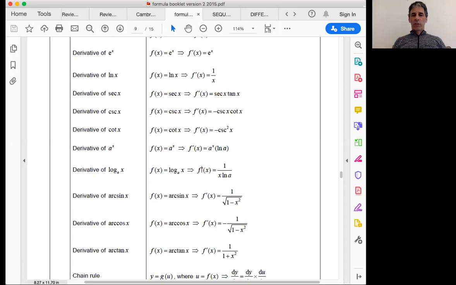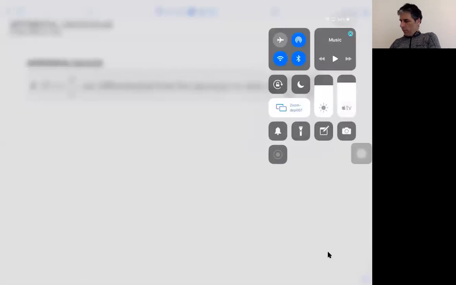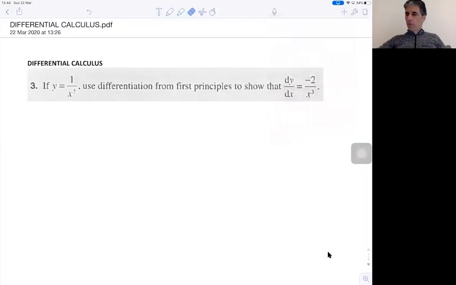Okay, let's share this to the iPad now. I'm just going to move over to the iPad, and we'll look at a couple of examples. Here we go. Okay, so the first example that I have is a first principles, okay? So first principles means to use the formula that you saw on the formula sheet.